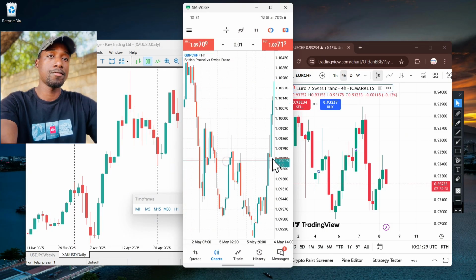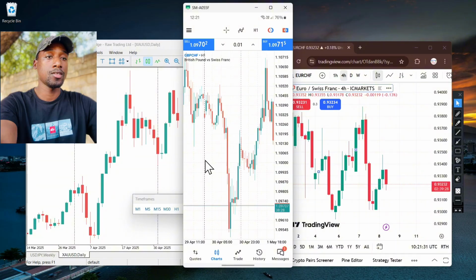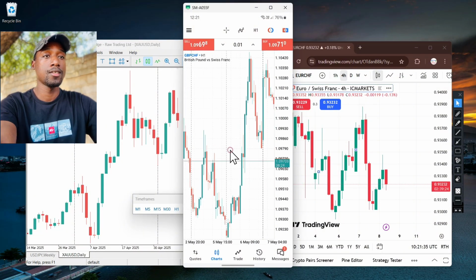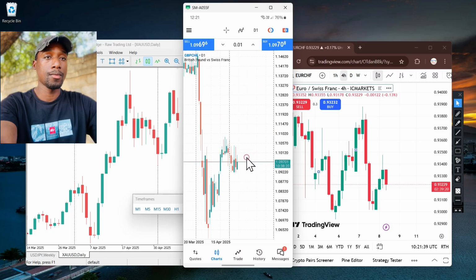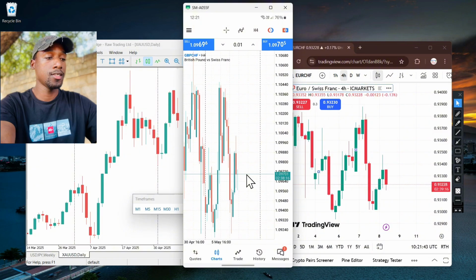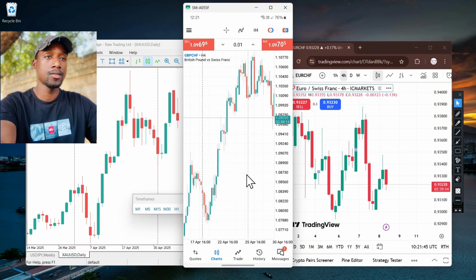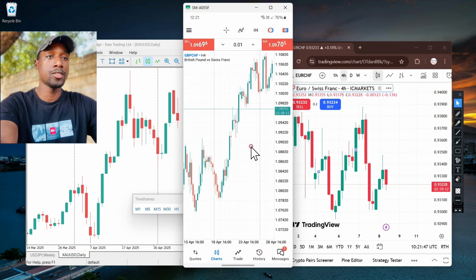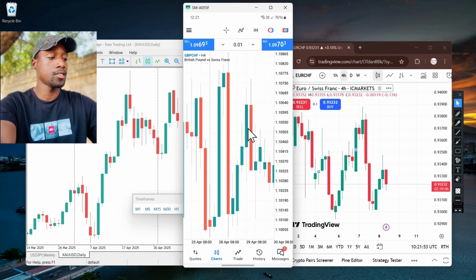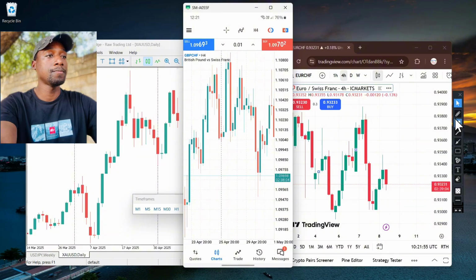Let's change the time frame so that we can look for head and shoulders. Let's go to a daily time frame, go to 4 hours, and scroll back. Let's look for the head and shoulders so that I can show you. Let's zoom in here. There's a head and shoulders here on the upper level.